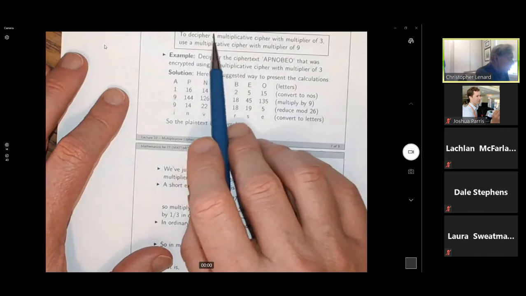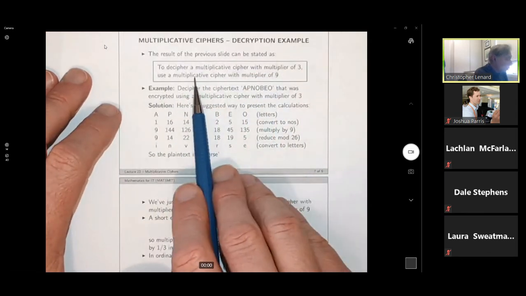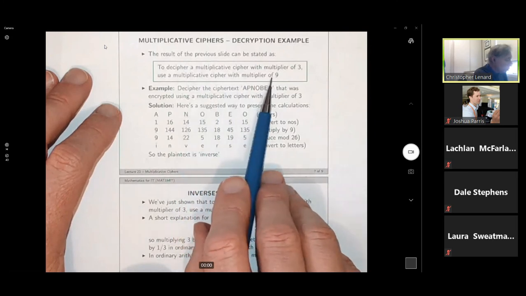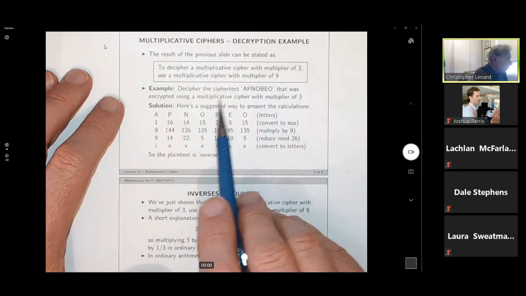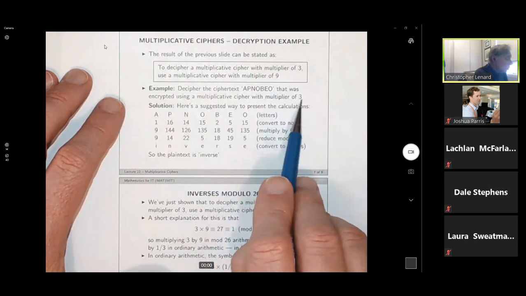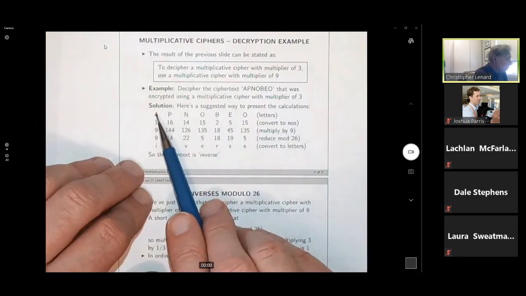Okay. So to decipher a multiplicative cipher with multiplier 3, we use a multiplicative cipher with multiplier 9. So APNOBEO, you know that it was encrypted using this multiplier of 3. How do we do this?